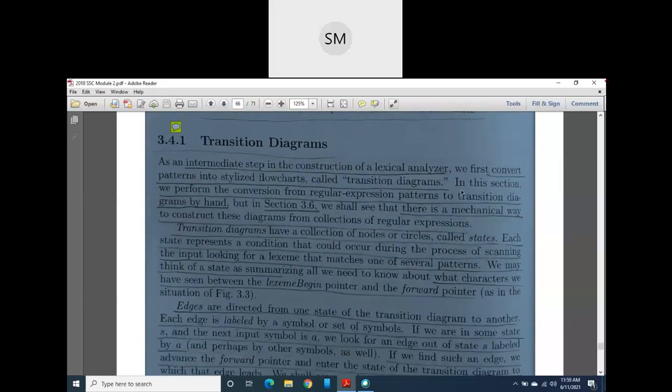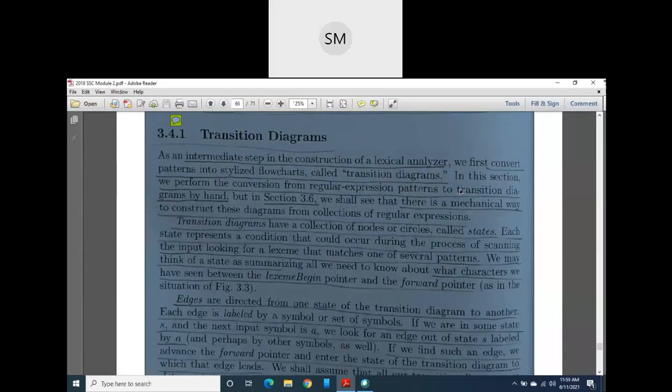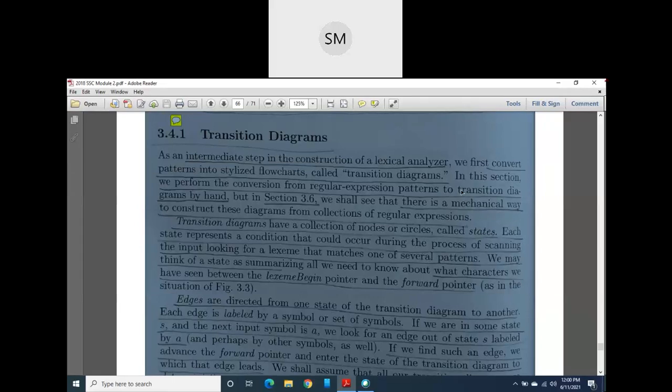Now let me go to the next topic, that is transition diagrams. Very interesting. I think you have already seen transition diagrams in the ATAC subject. In our previous classes I told you about two pointers, the lexeme begin pointer and the forward pointer, in input buffering with two buffers. Here also we are going to use lexeme begin and forward, but they are not visible here. How we are going to see them, I will tell you.